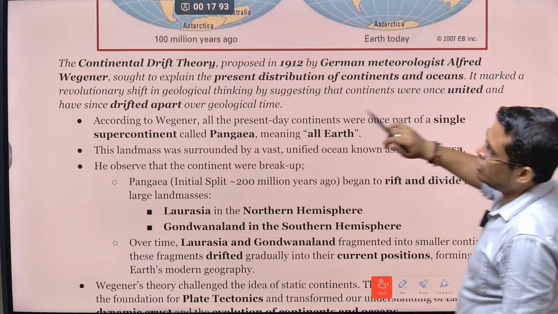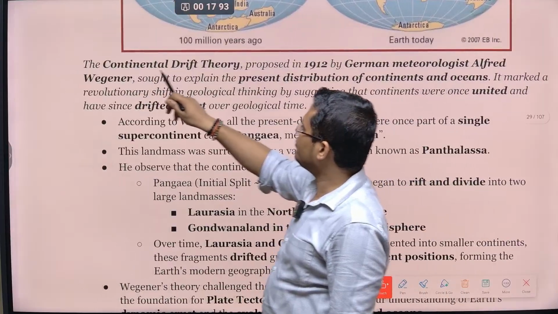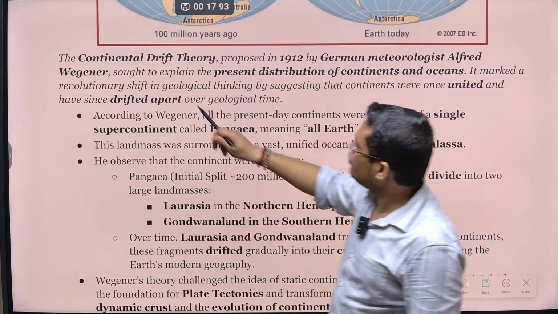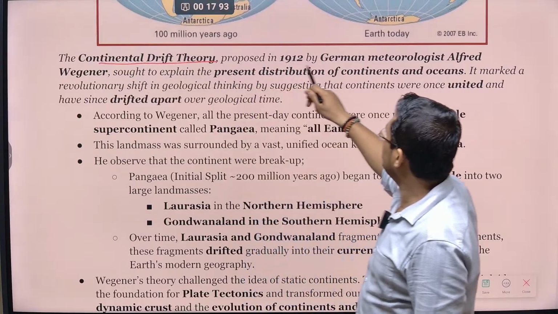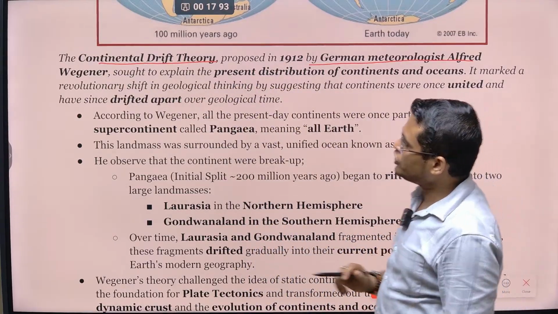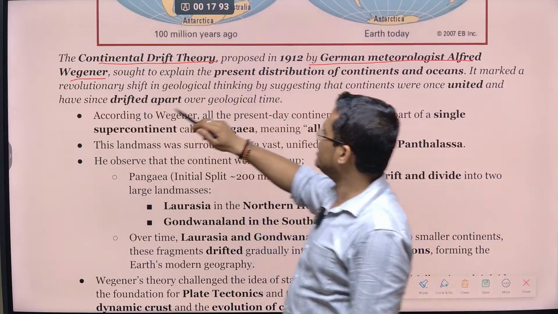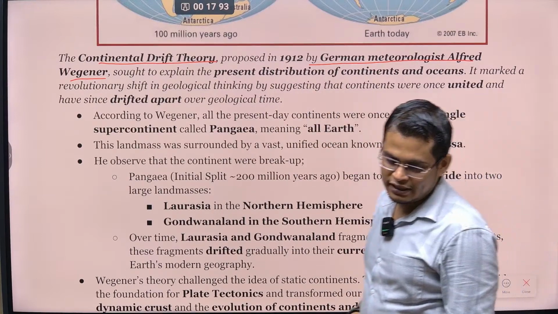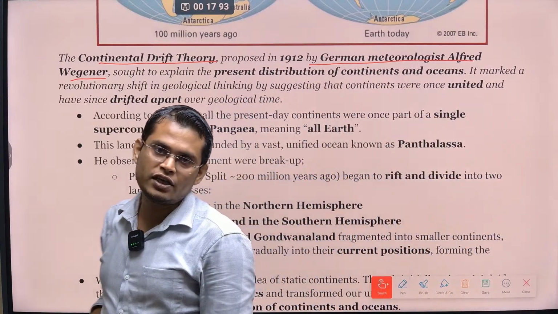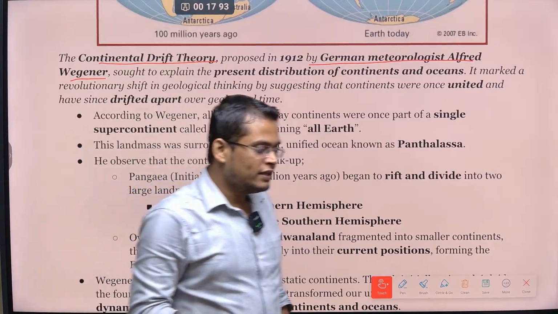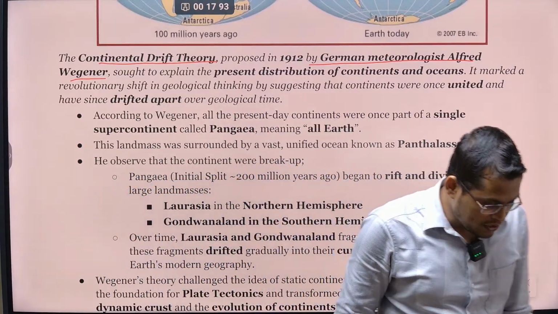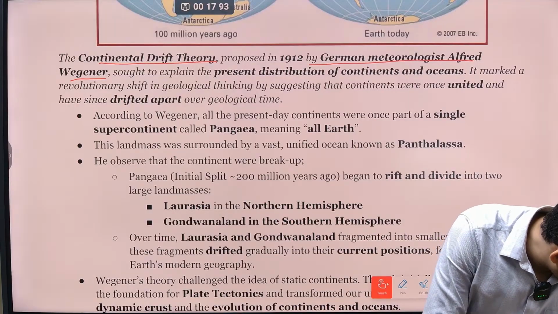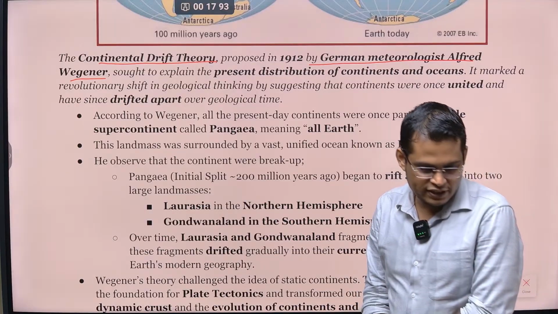This continental drift theory was proposed by, who proposed it? The German meteorologist Alfred Wegener proposed it. It tries to explain that over the historical geological time scale the continents are not static, they keep on moving. So dear students, I hope everything is okay, my audio and video are okay, please let me know if you are facing any issue.